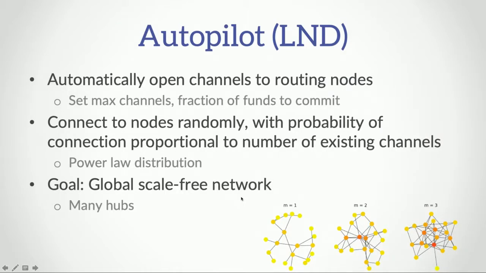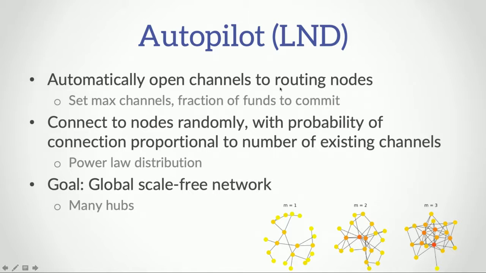So LND is one Lightning implementation. It's the Go implementation, and it has a feature called autopilot. Autopilot is a service that will automatically choose channels to open for the user. Autopilot is currently not recommended for mainnet, but it's good to understand how it works, and it'll help us understand what we're trying to achieve when building out the Lightning Network.